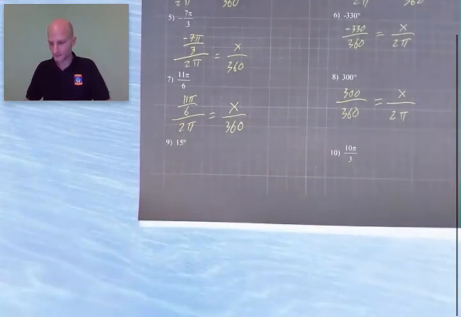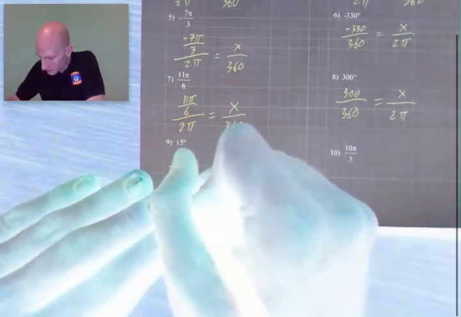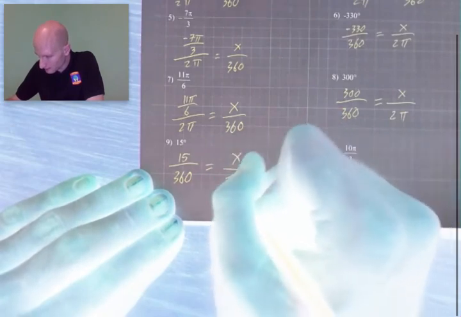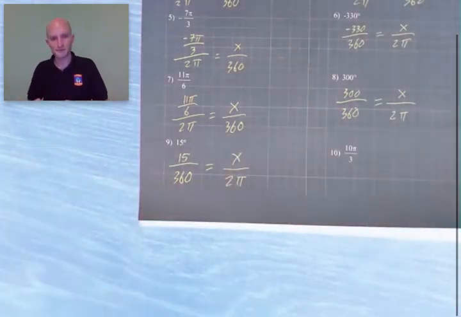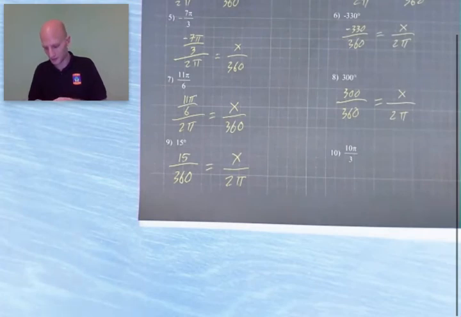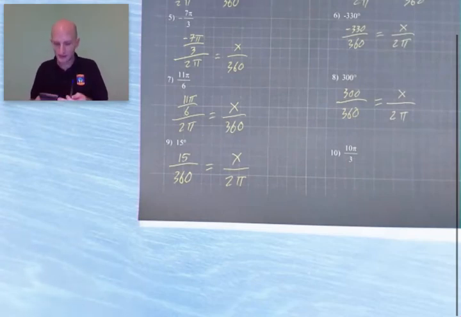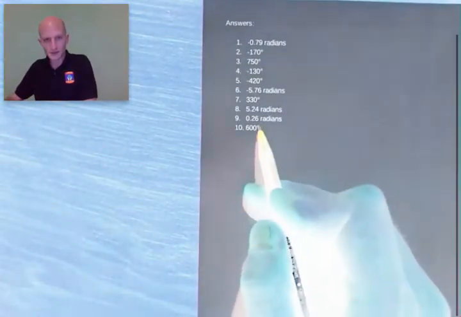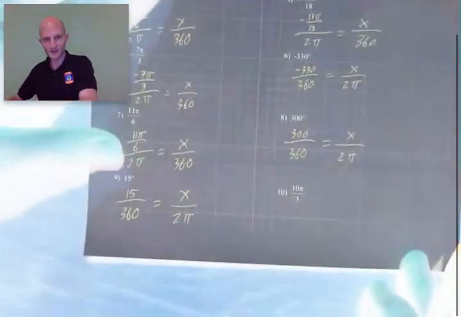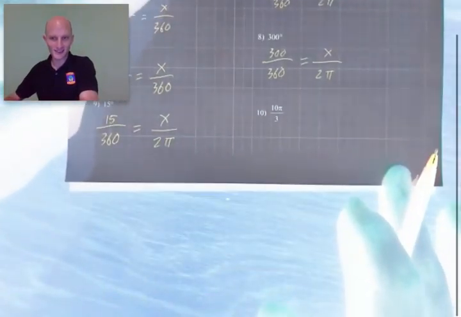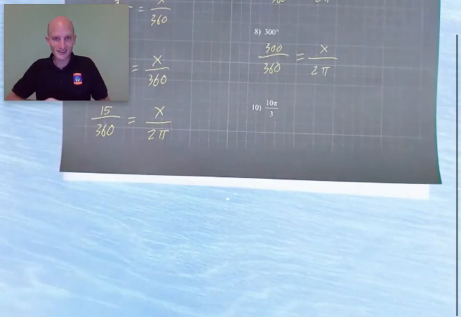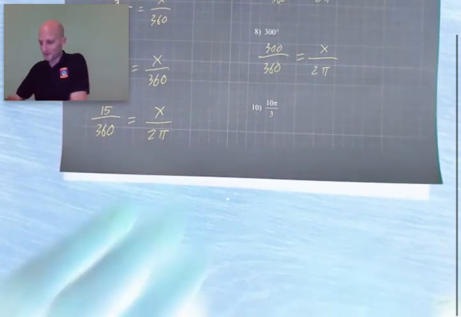Number 9. 15 over 360 is equal to what over 2 pi? 15 times 2 pi divided by 360. 0.261799387 rounded to the nearest hundredths is 0.26 radians. 0.26 radians. Last one. Then we're done. And you're done with class 97. And then it's almost class 100. Okay, here we go.